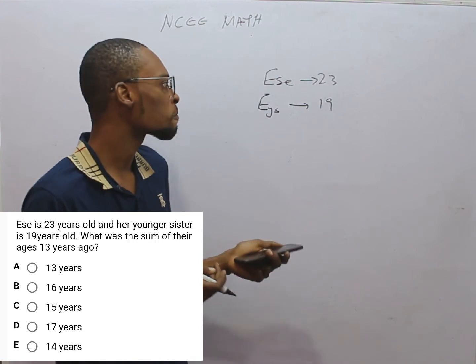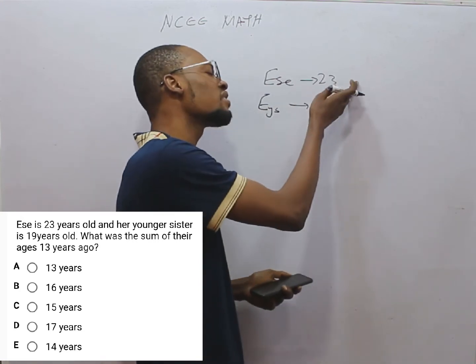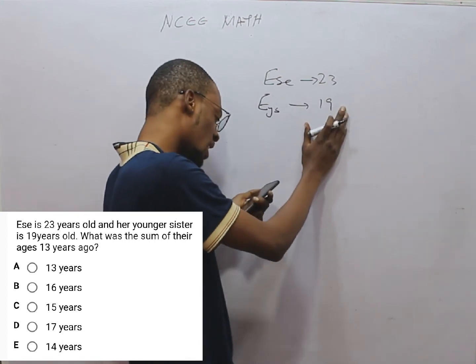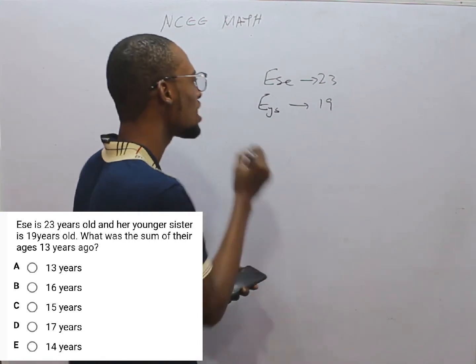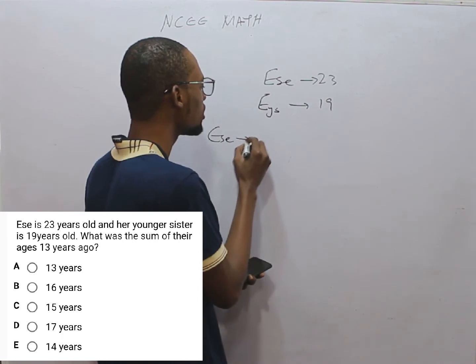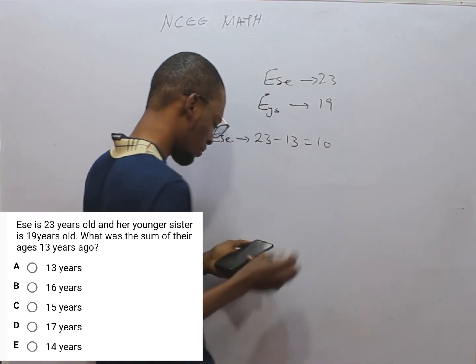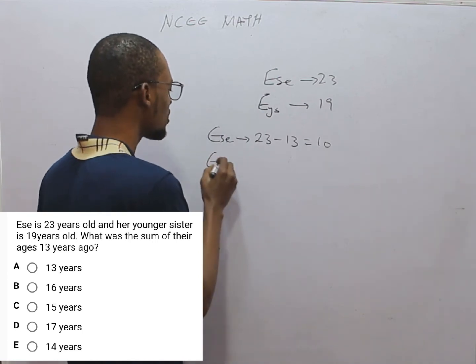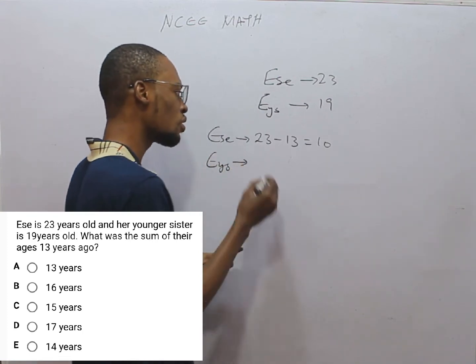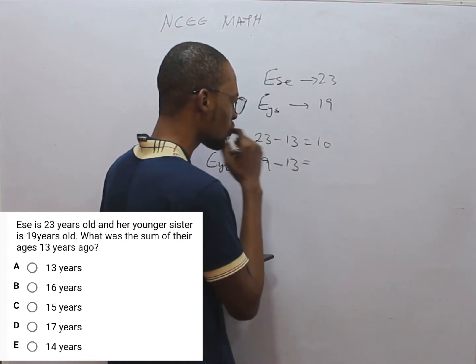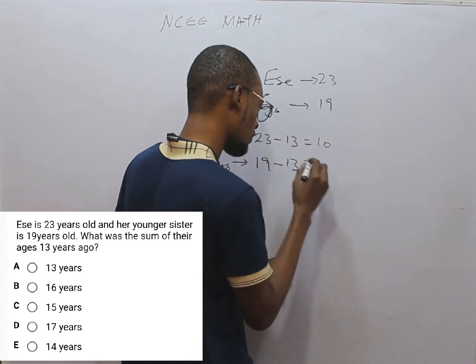This is simple now. If Essay is 23 years old now, and Essay's younger sister is 19 years old now, 13 years ago, Essay will simply be 23 minus 13. That should give you 10. Then Essay's younger sister 13 years ago was 19 minus 13. And will that give you 6?